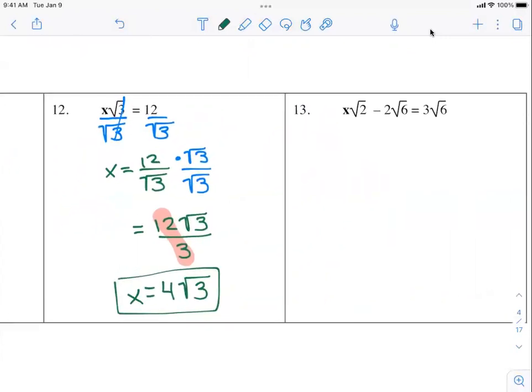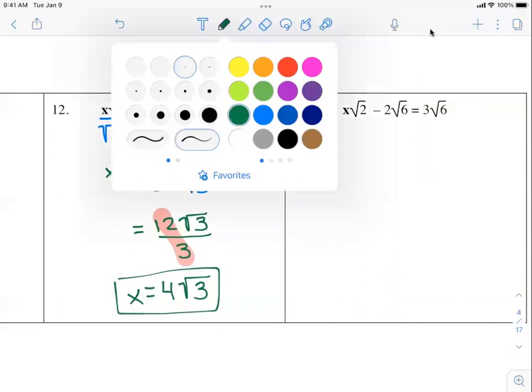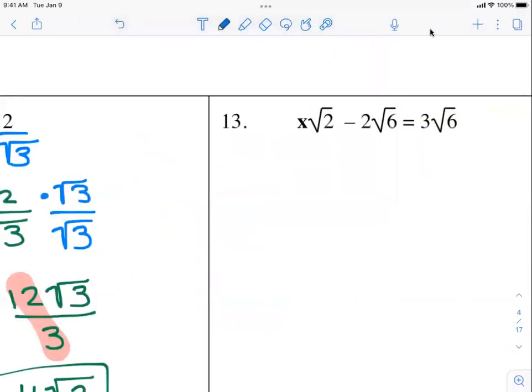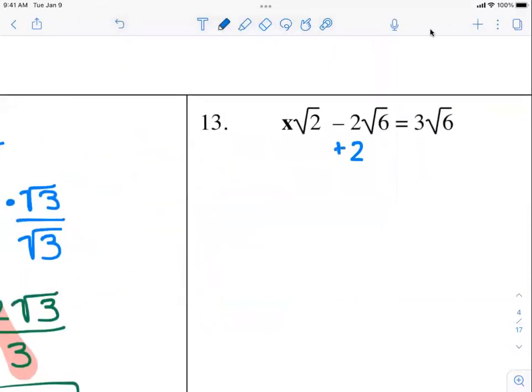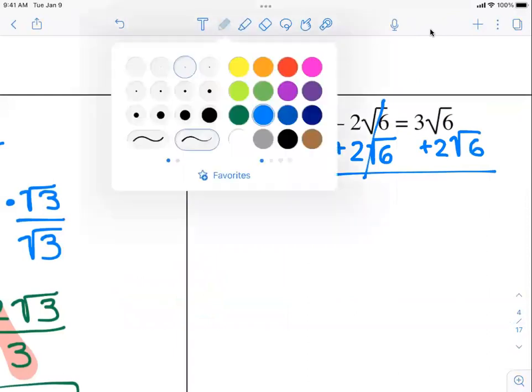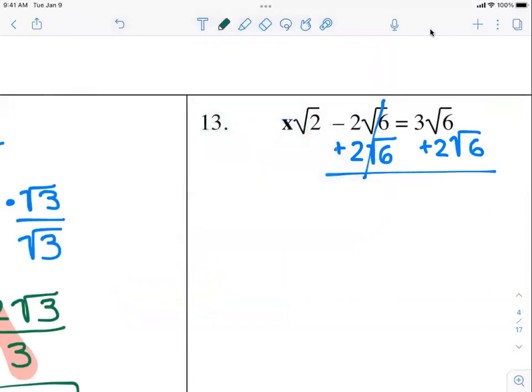Okay, in our next problem here, again, we're trying to solve for x. This is the left, this is the right side. The problem is the 2 root 6 is on the left side. We need to move it to the right side so that we can get x alone. So the very first thing you're going to do is add it over to the other side. So I'm going to say plus 2 root 6, plus 2 root 6. Lovely. Negative 2 root 6 plus 2 root 6 is gone. I bring down my x root 2.